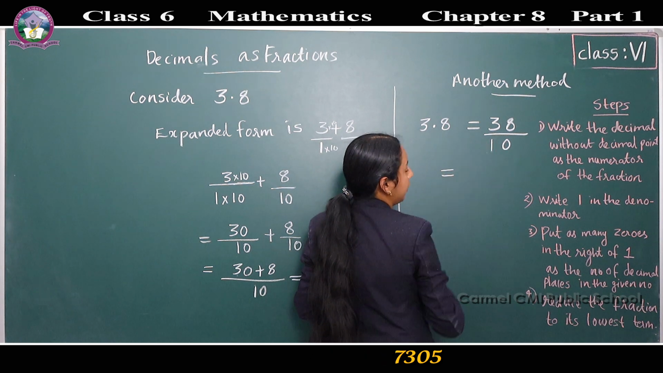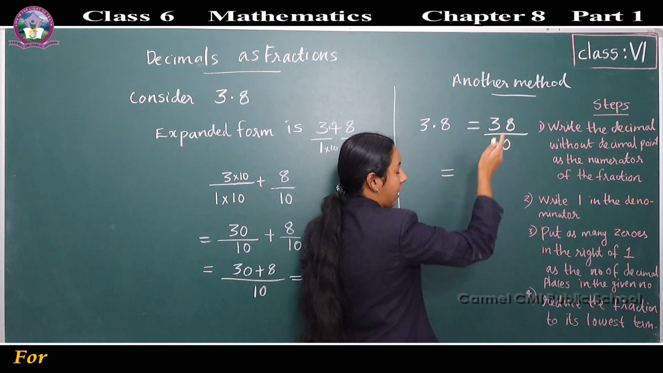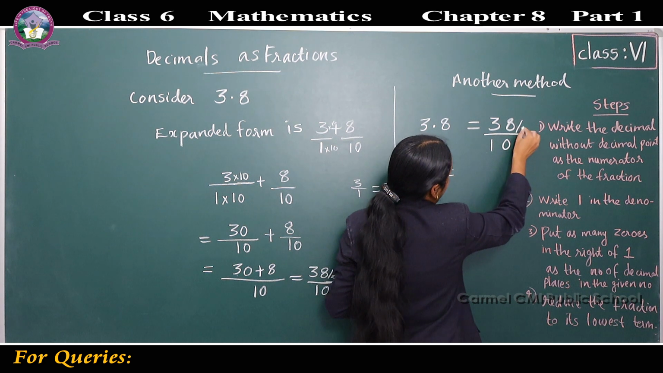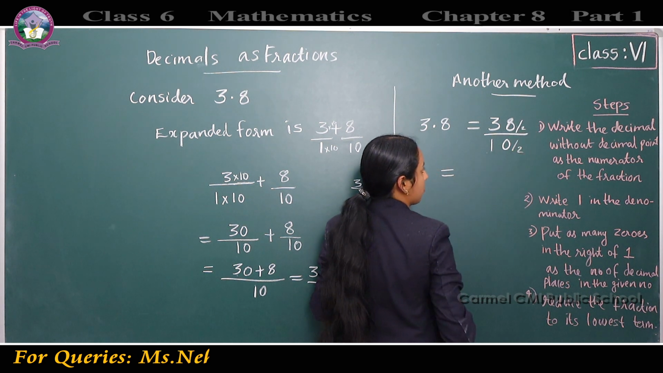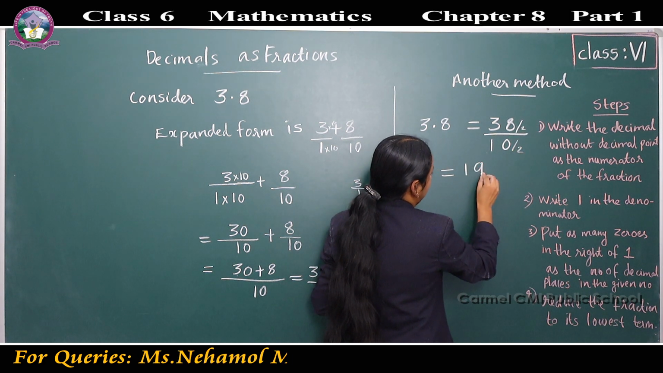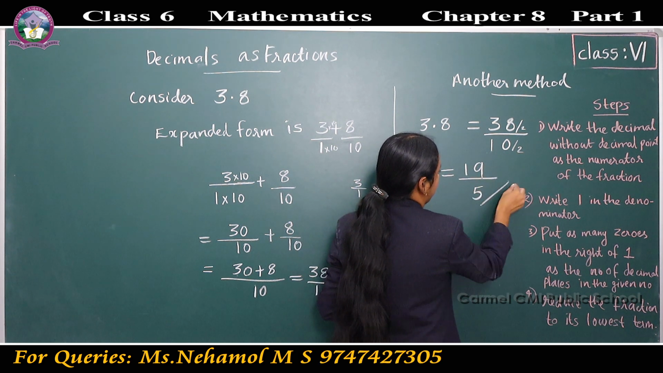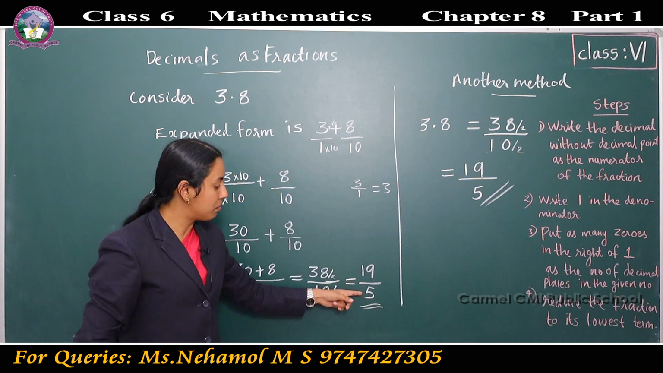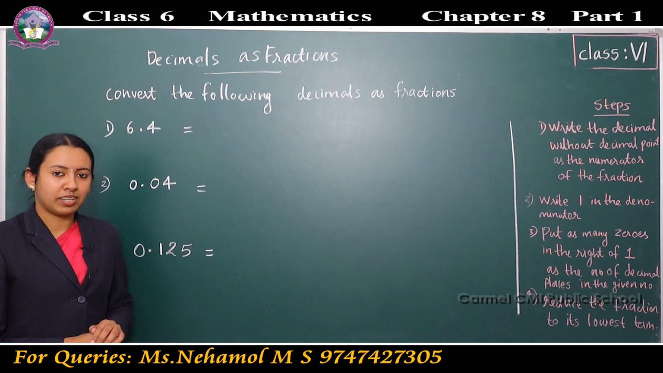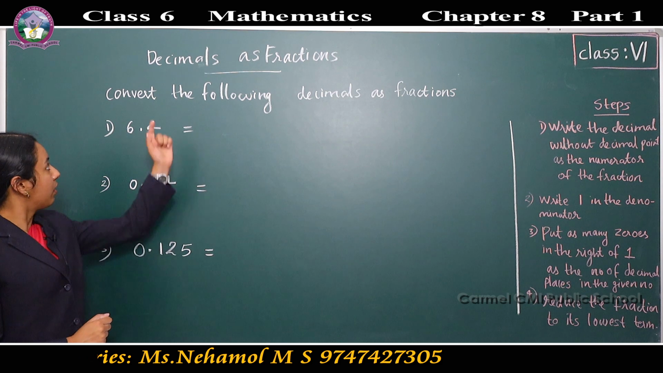Then 38 by 10. We can convert this fraction to its lowest term. 38 is divisible by 2, 10 is also divisible by 2. 38 by 2 is 19, 10 by 2 is 5. So we got 19 by 5. Now we can go through some questions.